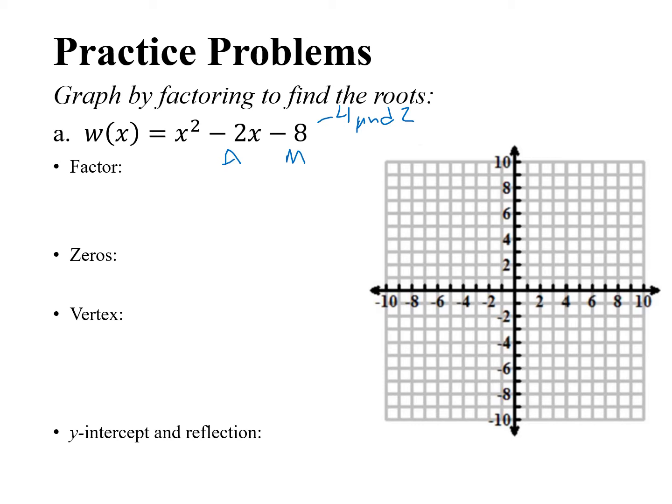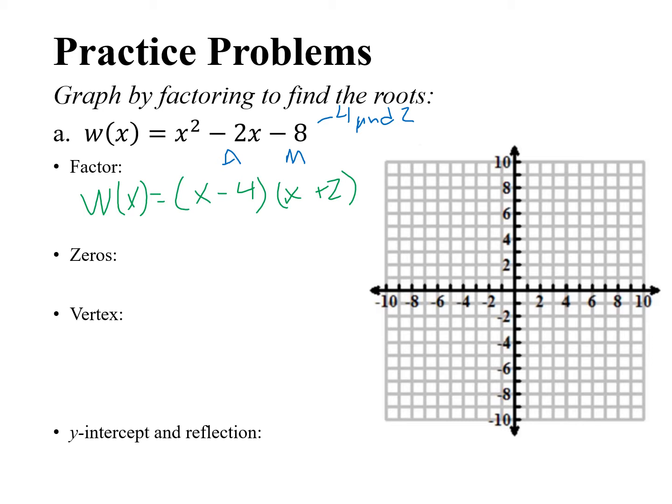So my factored form of my function is going to look like w of x equals x minus 4 times x plus 2. If you're still struggling with your factored form, we can take that and expand it back out, and we would find that it is the same. Those are equivalent expressions here, just one in standard form and one in factored form.